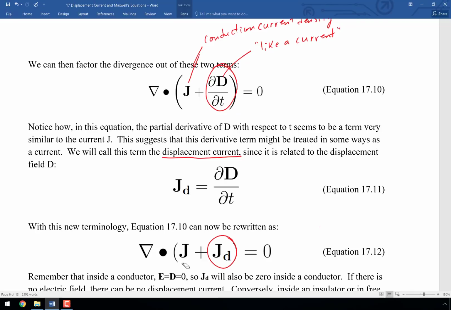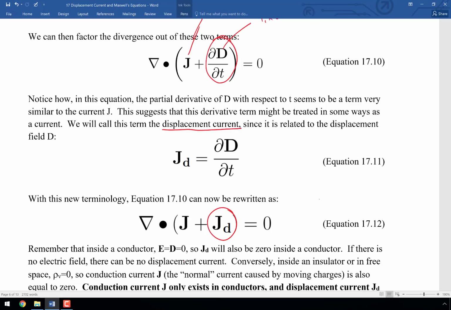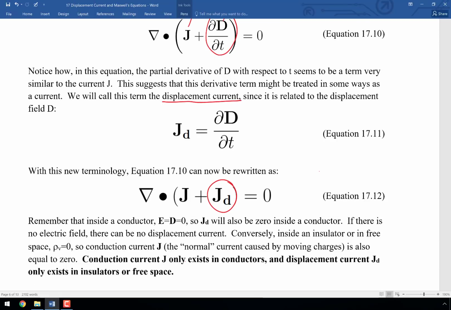Now remember, inside of a conductor, there is no electric field, and therefore there is no displacement field. So J sub d is going to be equal to 0. So in other words, if D is constant, it's constant at 0, then the derivative is going to be 0, and so therefore J sub d is going to be equal to 0. So inside of a conductor, there is no displacement current. And if there is no electric field, there can be no displacement current.